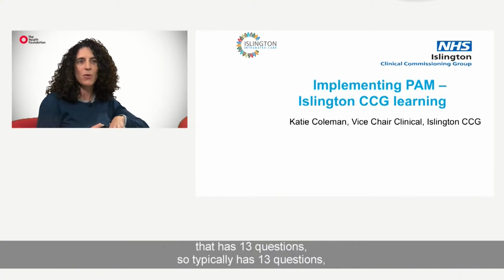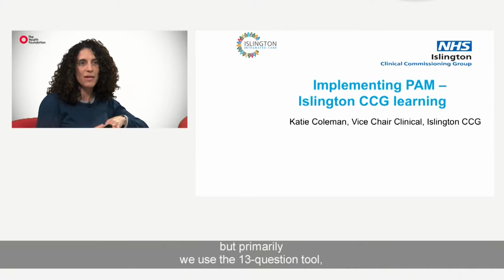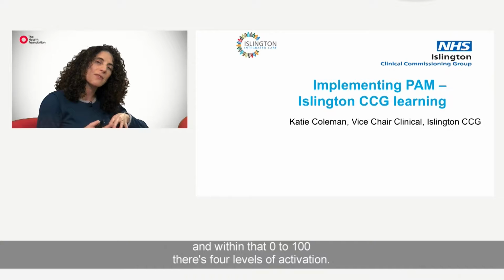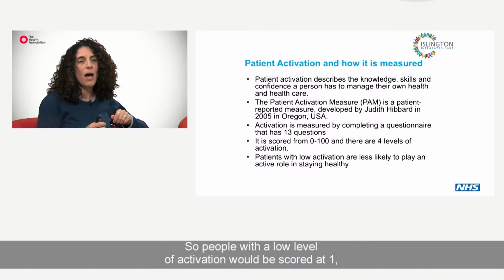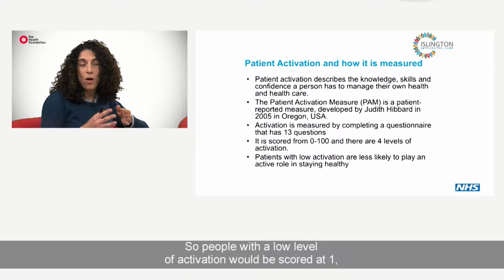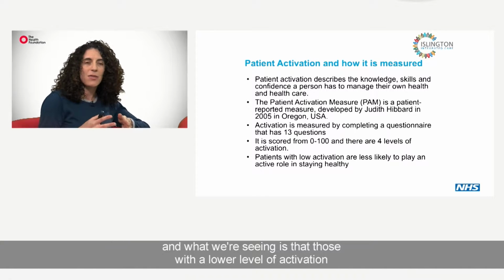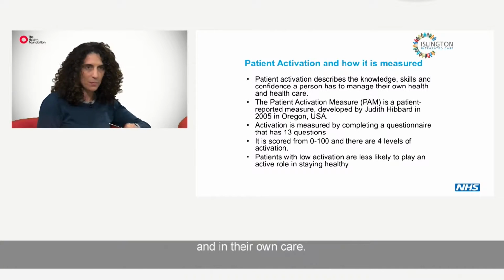So typically it has 13 questions, but they have refined it and made it slightly shorter, but primarily we use the 13 question tool. And then it's scored from 0 to 100, and within that 0 to 100 there's 4 levels of activation. So people with a low level of activation would be scored at 1, and those with a high level of activation would be scored at 4. And what we're seeing is that those with a lower level of activation are less likely to take an active role in staying healthy and in their own care.